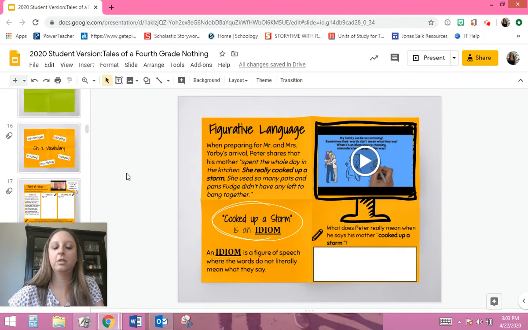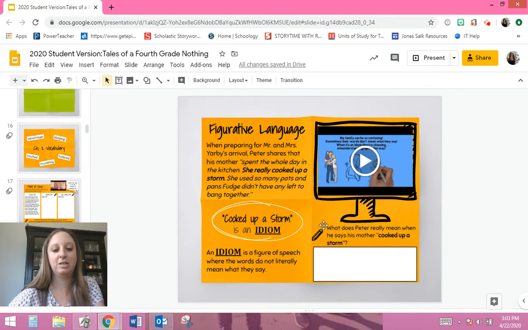Then the next thing you're going to be doing is looking at figurative language. So figurative language is what we're going to be focusing on today, and that is idioms. So idioms are expressions, where the expression doesn't mean exactly what it says. So this says, when preparing for Mr. and Mrs. Yarby's arrival, Peter shares that his mother spent the whole day in the kitchen and says she really cooked up a storm. So that's an idiom.